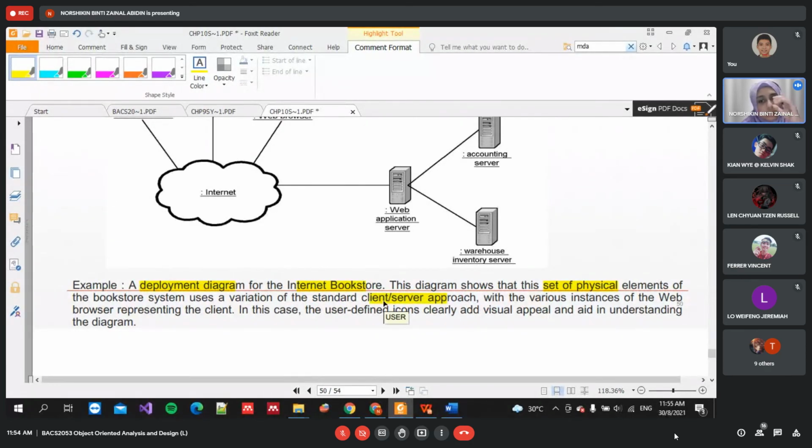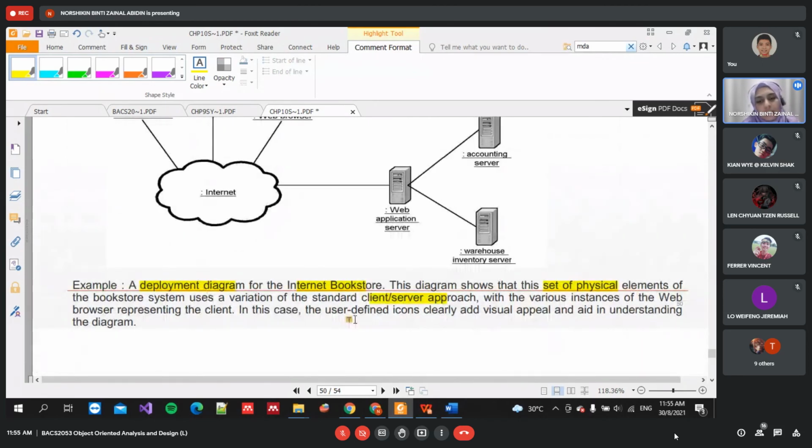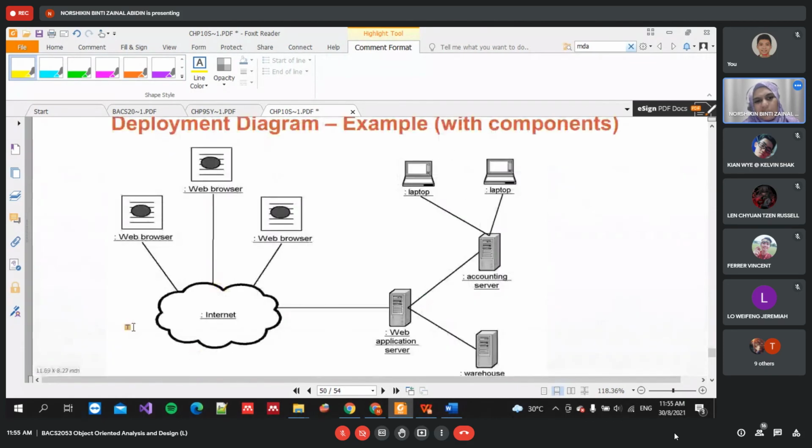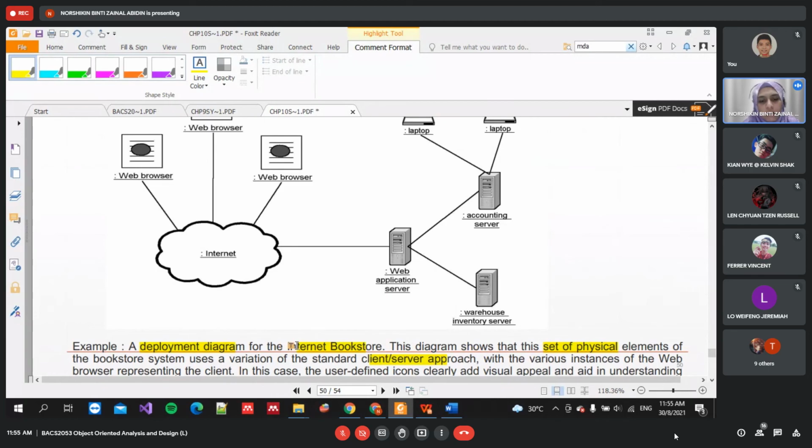So you know what the client-server approach is already, with the various instances of the web browser representing the client. In this case, the user-defined icons clearly add visual appeal and aid in understanding the diagram. So from this diagram, we know what components are needed to perform the functions of the bookstore.